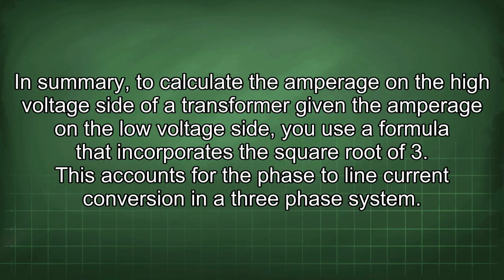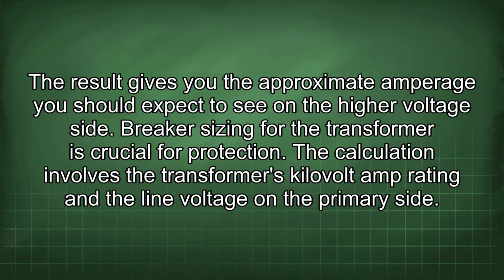In summary, to calculate the amperage on the high voltage side of a transformer given the amperage on the low voltage side, you use a formula that incorporates the square root of 3. This accounts for the phase to line current conversion in a three-phase system. The result gives you the approximate amperage you should expect to see on the higher voltage side.